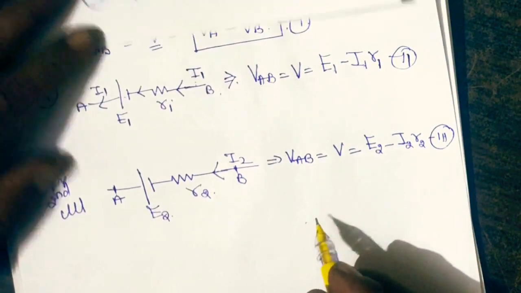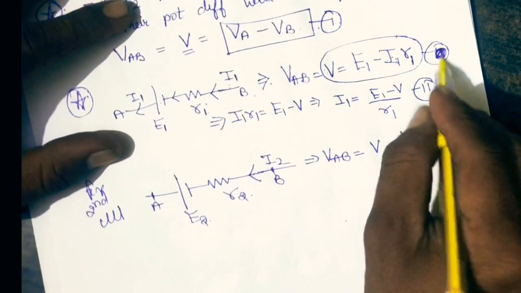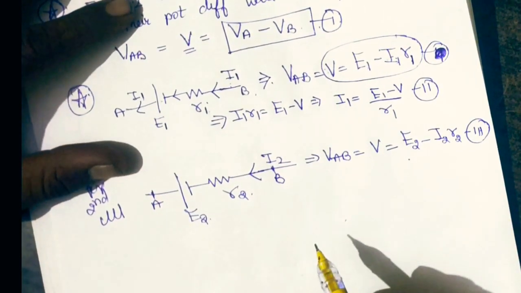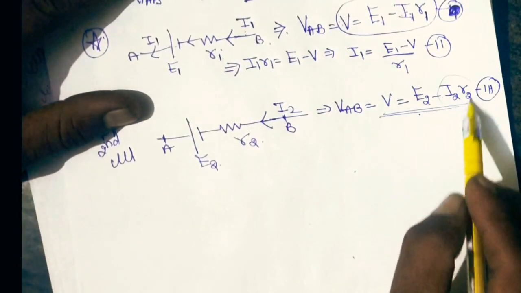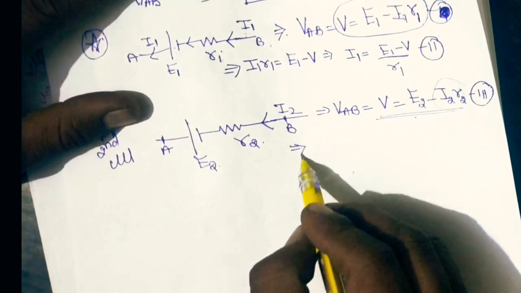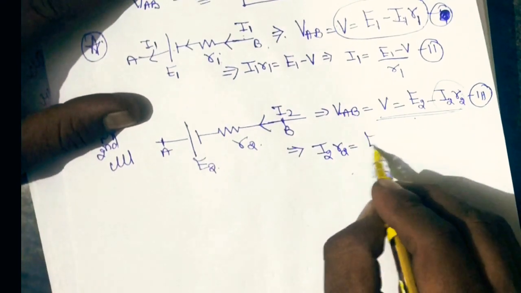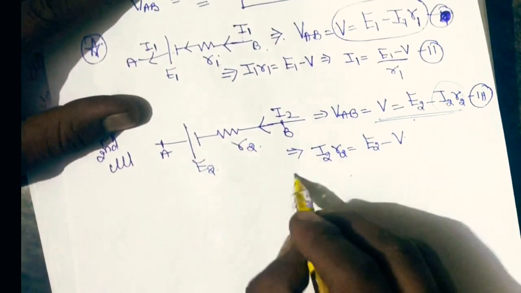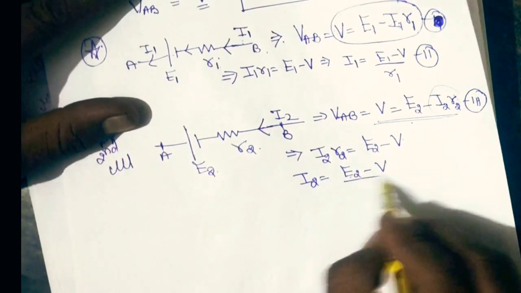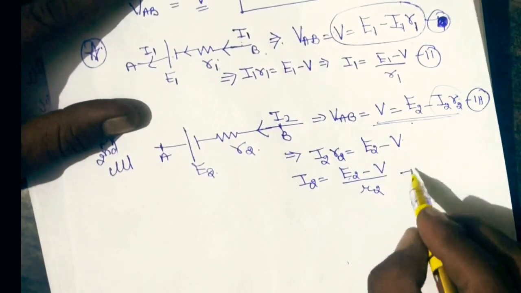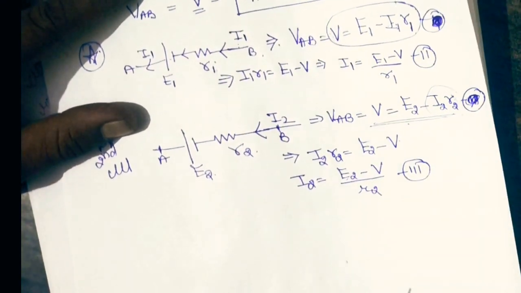Okay, and when I am talking about this single cell, this equation is not of much use. Similarly, for this second cell, I have to find the value of I2. So what will be its value? I'll write it like this: I2 into R2 equals E2 minus V. So I'll get I2 as E2 minus V upon R2. Now let me call this equation 3rd, because I don't need this equation.